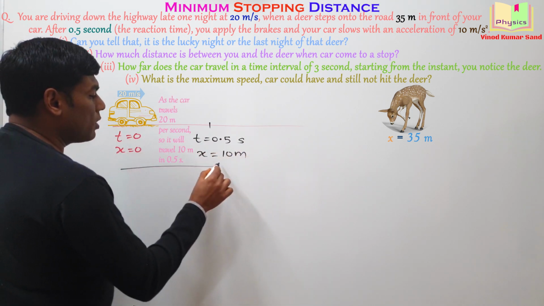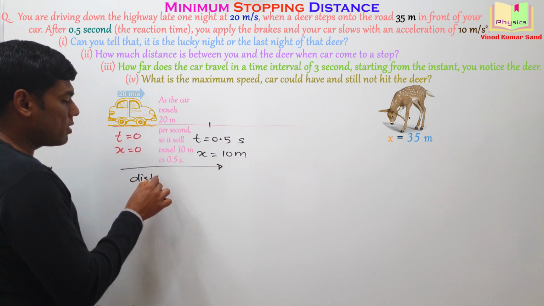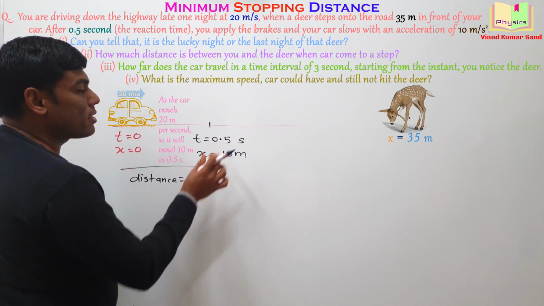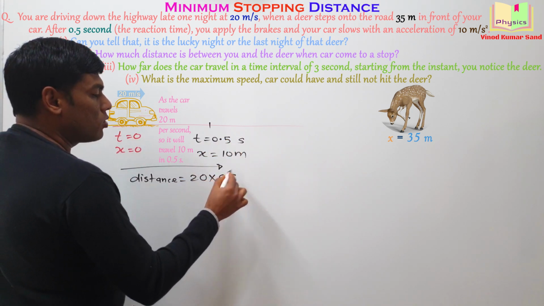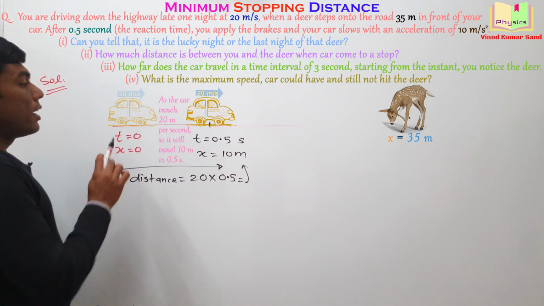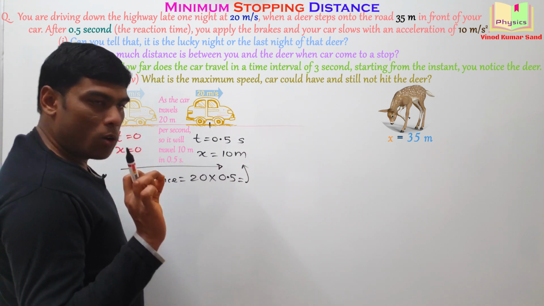How? We know that distance is equal to speed into time. So how much is this distance? Speed was 20 and time available is half second. So that will give you this data. In this time interval, the speed of the car is constant.